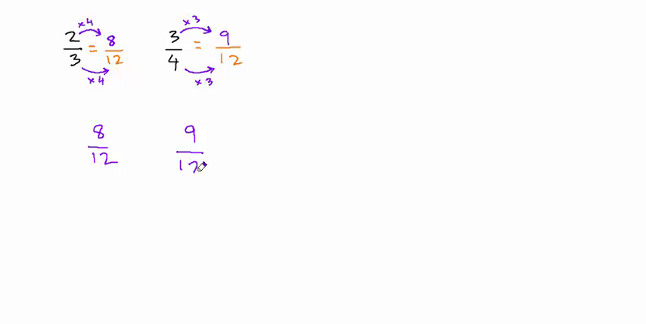Now that the two fractions have the same denominator, it's very easy to compare them. Think about a pizza. If you cut it into 12 equal pieces, would you rather have 8 pieces or 9 pieces? Assuming you love to eat that pizza, you would obviously want to have 9 pieces, right? And therefore 9/12 is larger than 8/12. That's one way you can compare fractions.